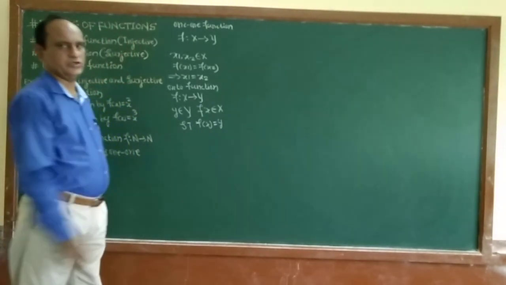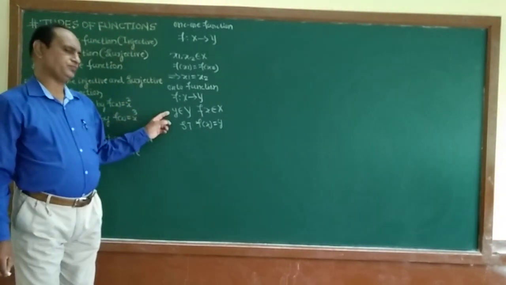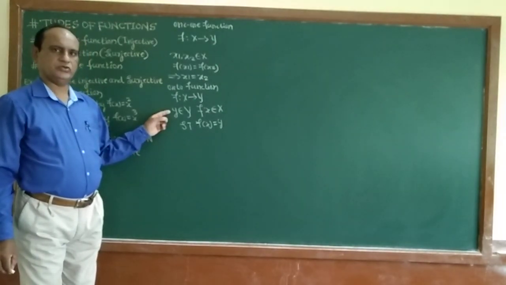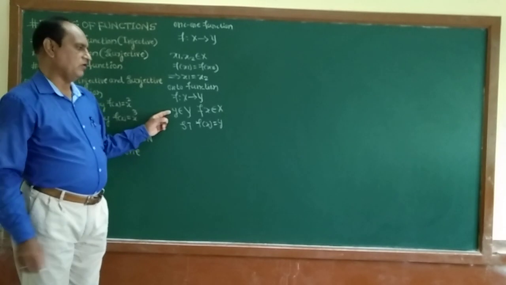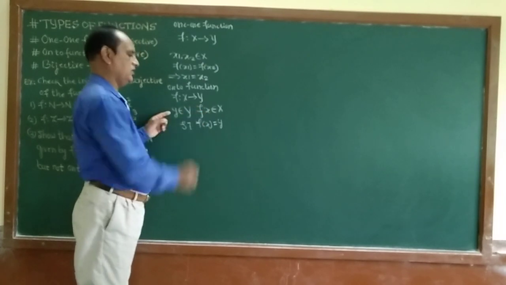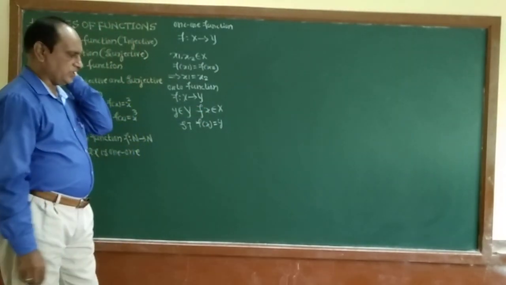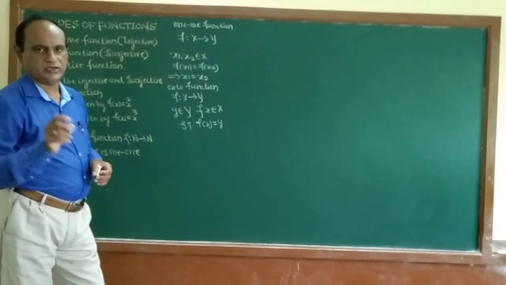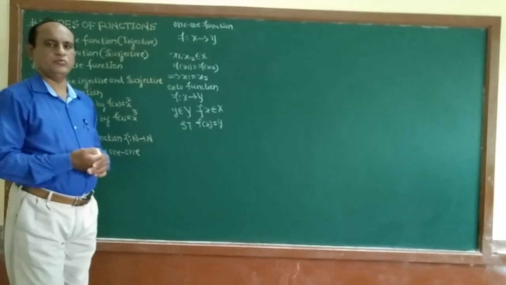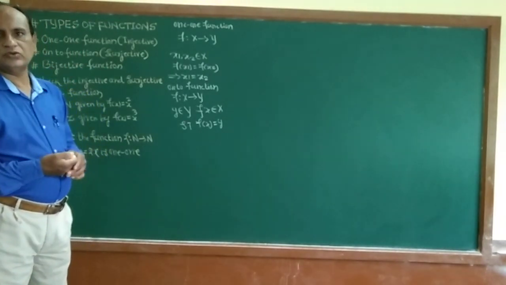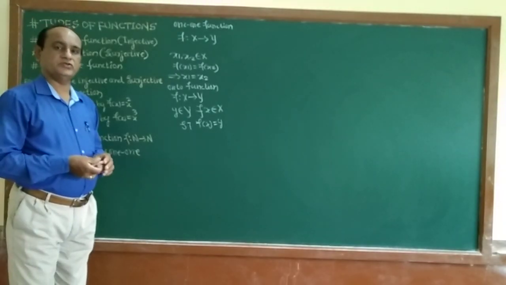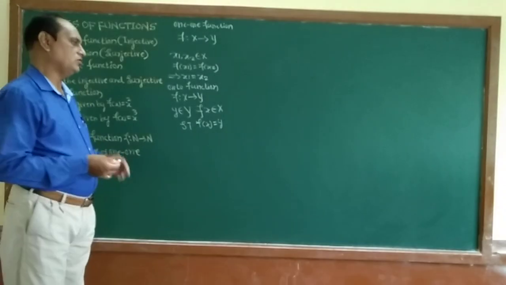Here onto function means that for every y belonging to capital Y, there exists x belonging to X such that f of x is equal to y. Taking the value of x, it belongs to domain and the range lies in Y. If this comes, therefore the function is said to be onto function.